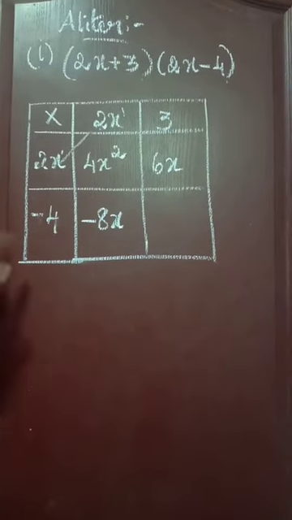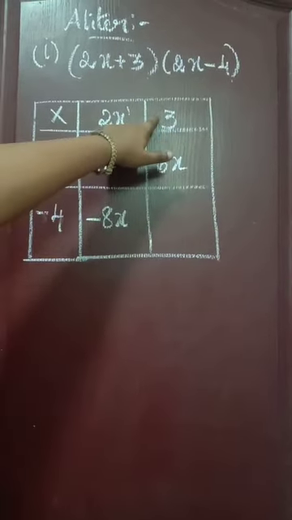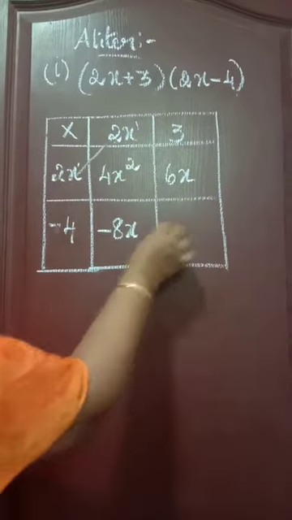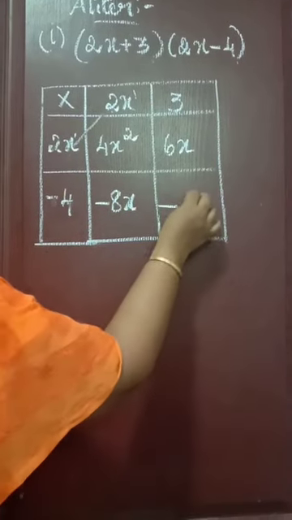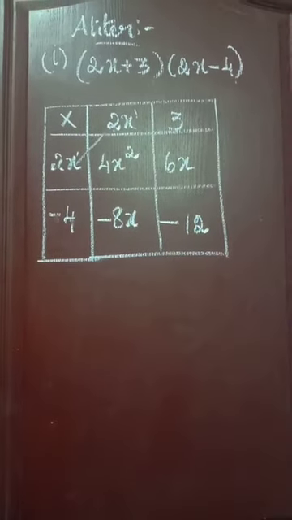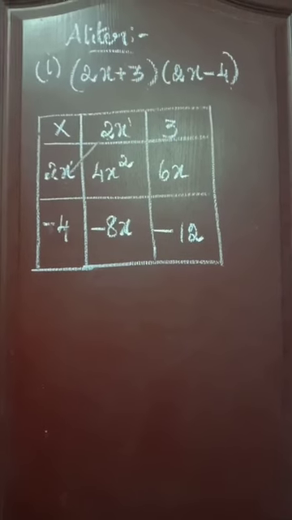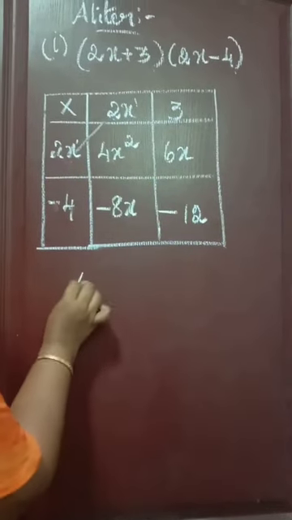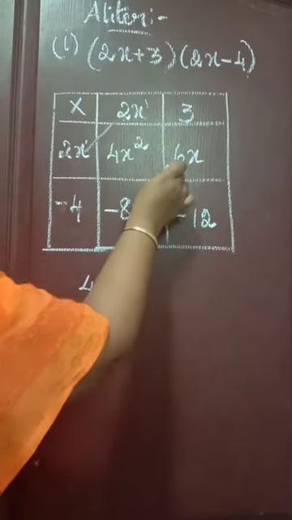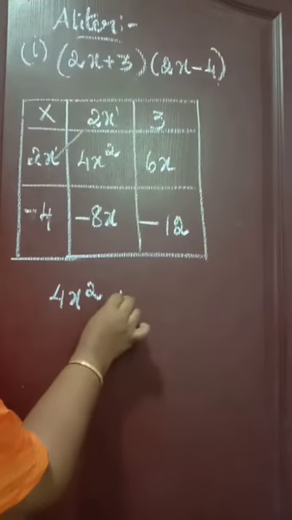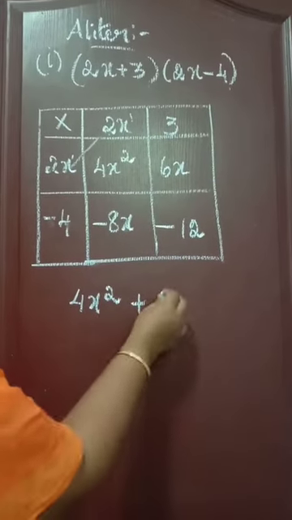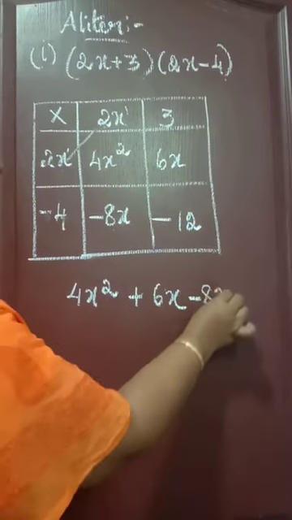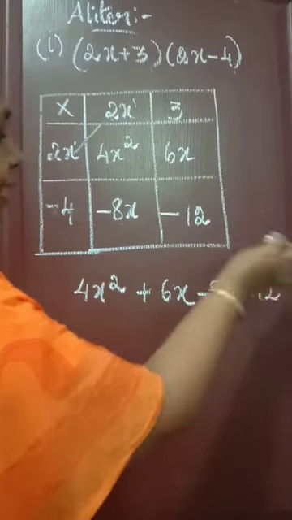Next, here minus is there. Here nothing is given, so it is understood to be plus. Minus into plus is minus. 4 3s are how much? Yes, 4 3s are 12. Next, write the answer. First term is 4x square. Next is 6x; nothing is given so it is understood to be plus. So plus 6x. Here minus 8x. Here minus 12.